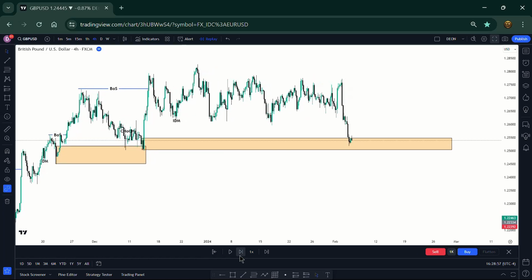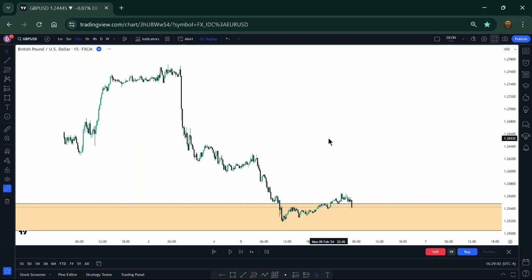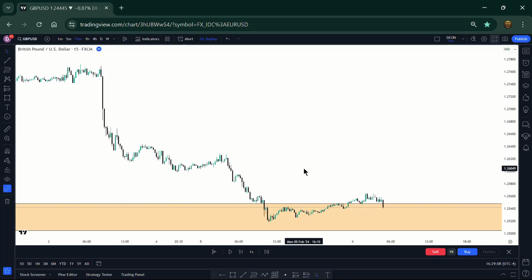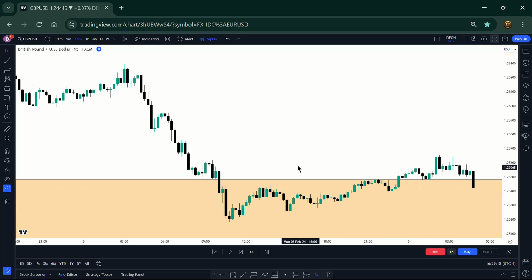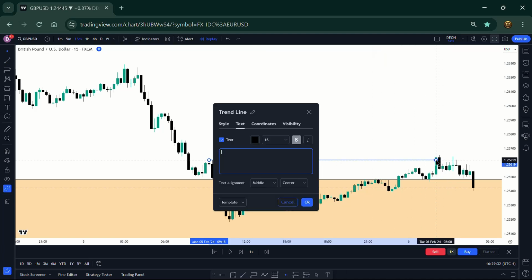Let's see if it, okay, we have touched down. So let's see when we go down what happens. Okay, is there a change of character? Not yet. Wait, has this changed? Okay, there's actually a change of character. This was the last pullback. So there is our change of character.